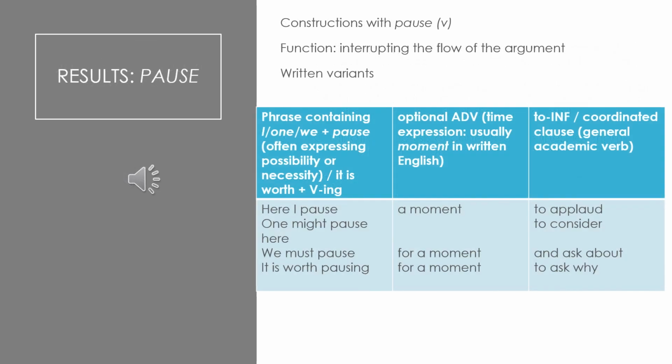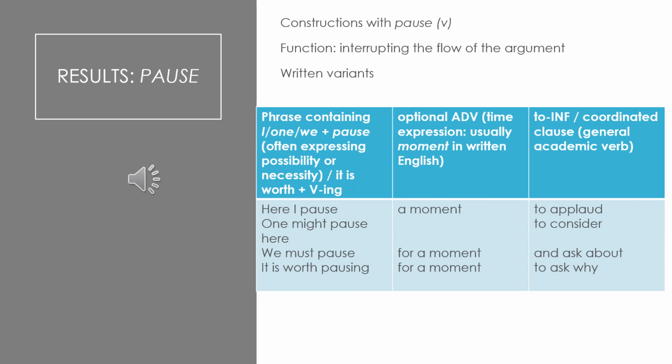So here we have the written variants of our construction. The construction usually starts off with a phrase containing a first person pronoun, occasionally also the prop word one plus pause. The whole phrase expresses possibility or necessity sometimes. We've got might and must here, for instance, we must pause. One might pause here, or a variant using an it clause: it is worth pausing.